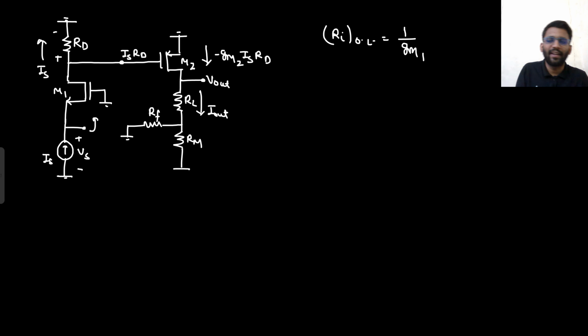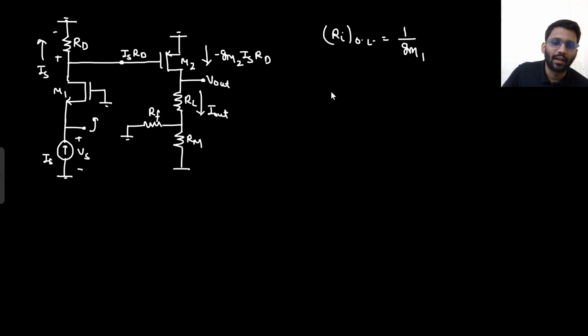Now people will say, sir, why are you not considering lambda here? If lambda is not equal to 0, that means R naught is finite, and you will get mad. It will be a very complex analysis. 1 by GM parallel with whatever will come. A lot of things will be coming. So it will be a much tougher analysis, right? So we are ignoring R naught here.